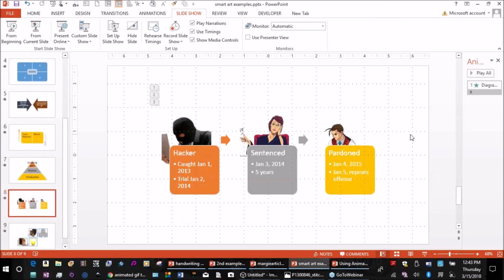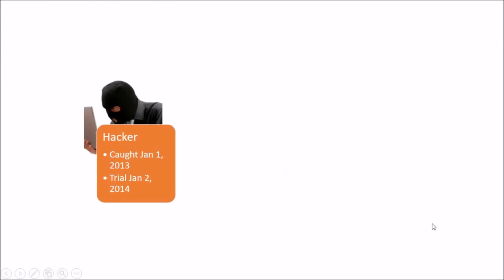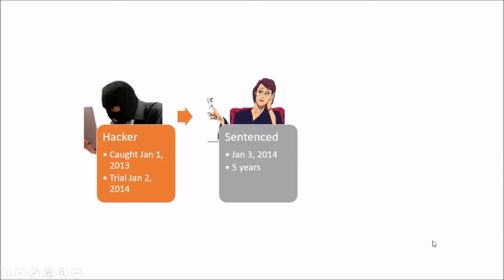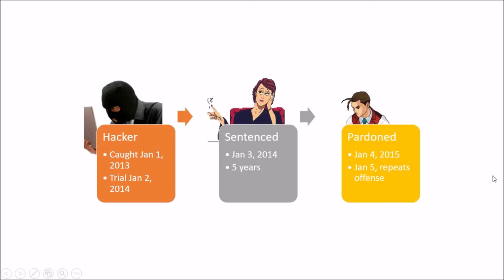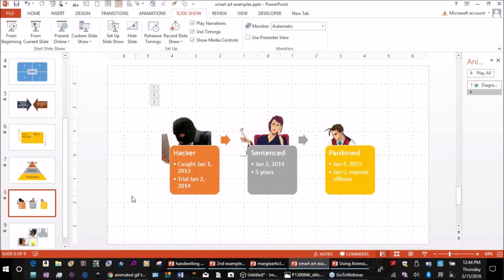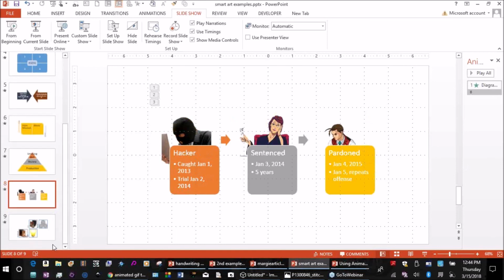Then we have this one. Let me show you how this one works. So the hacker was caught January 1st, and trial sentenced January 3rd, and pardoned, and so on. So it's another use of one of the SmartArt graphics.